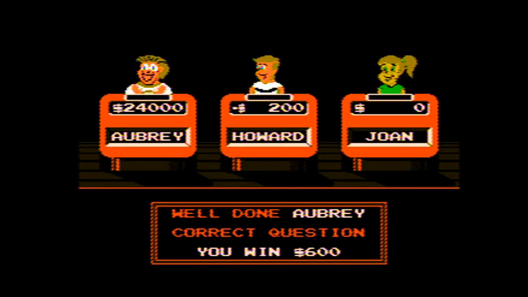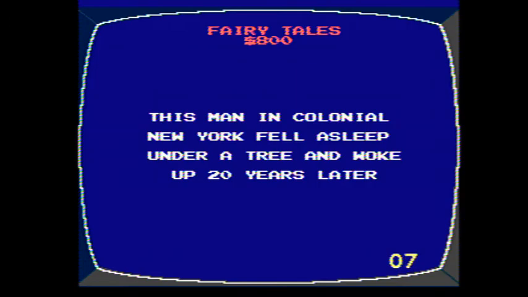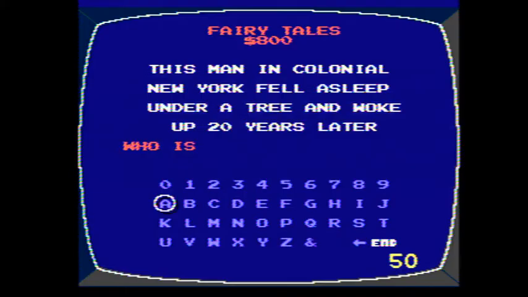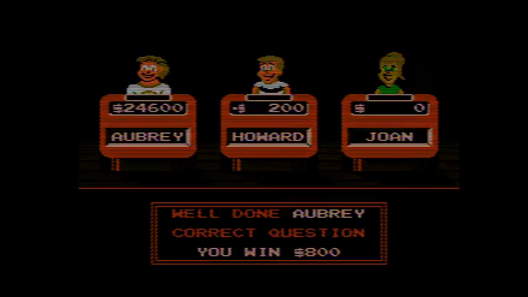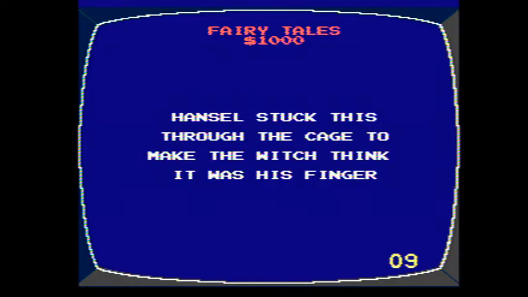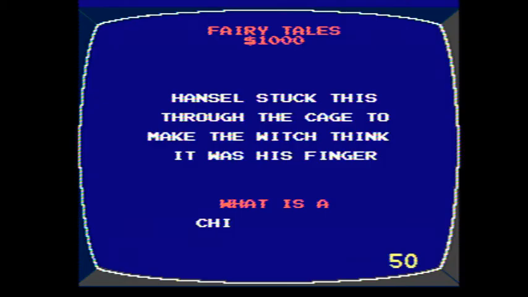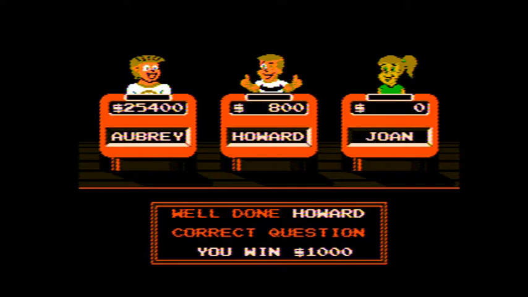Fairy tales 800. This man in colonial New York fell asleep under a tree and woke up 20 years later. Who is Rip Van Winkle? Fairy tales 1000. Hansel stuck this through the cake to make the witch think it was his finger. A chicken bone. Oh, okay. Howard is right.